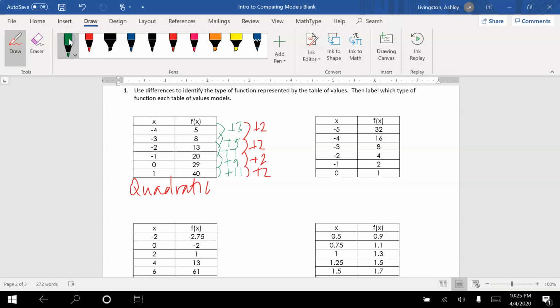Okay, taking a look at the second one, right there I can see that I'm not adding or subtracting anything. I'm actually multiplying by 1/2 every time. So this is going to be an exponential decay problem. But you can go ahead and just tell me that this is exponential.